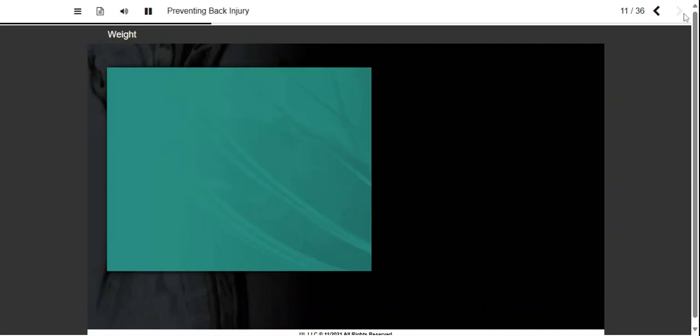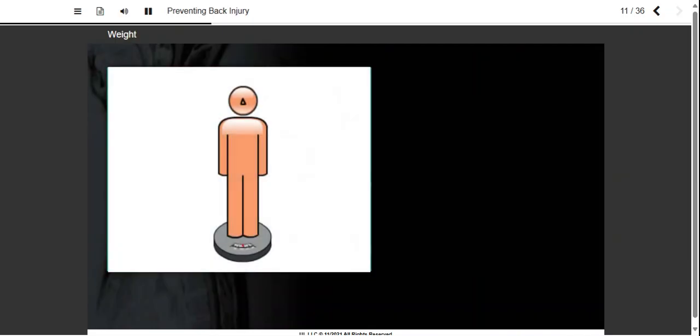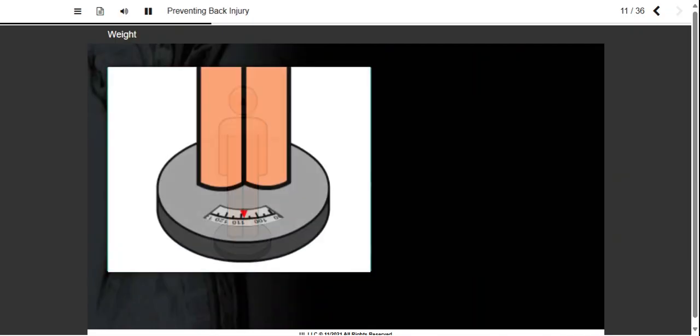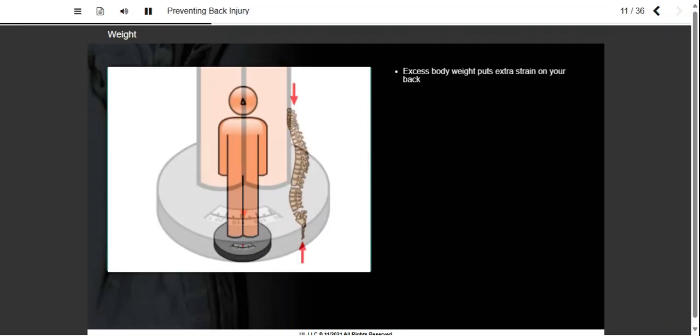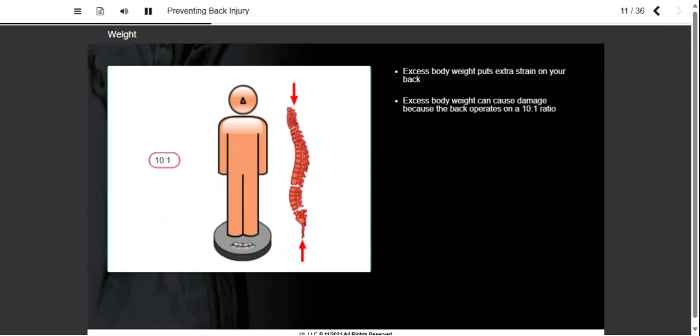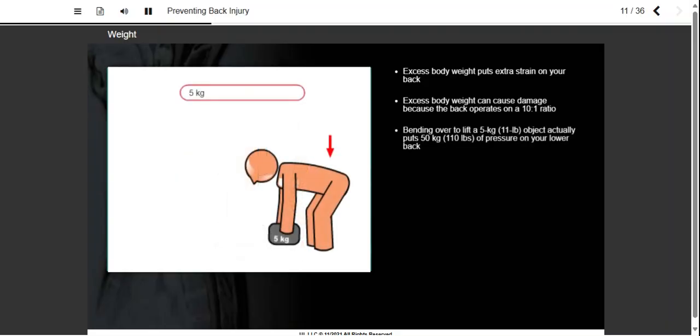The second aspect of your physical condition that increases your risk for back injury is your weight. That's because excess body weight puts extra strain on your back, and this can cause damage because the back operates on a 10-to-1 ratio. This means that bending over to lift a 5-kilogram object puts 50 kilograms of pressure on your lower back. So, when you add the 48 kilograms of the average human upper torso, lifting a 5-kilogram object puts 530 kilograms of pressure on the lower back.